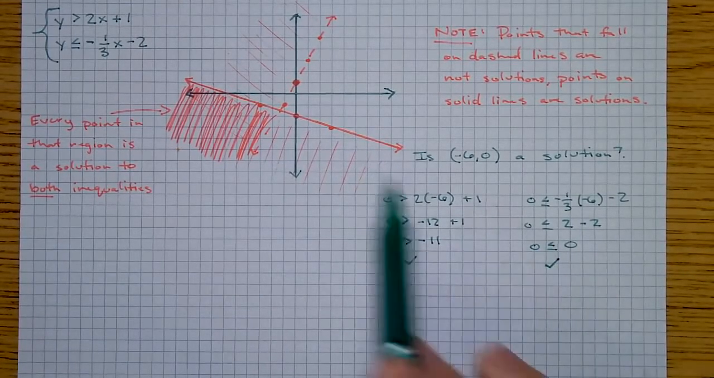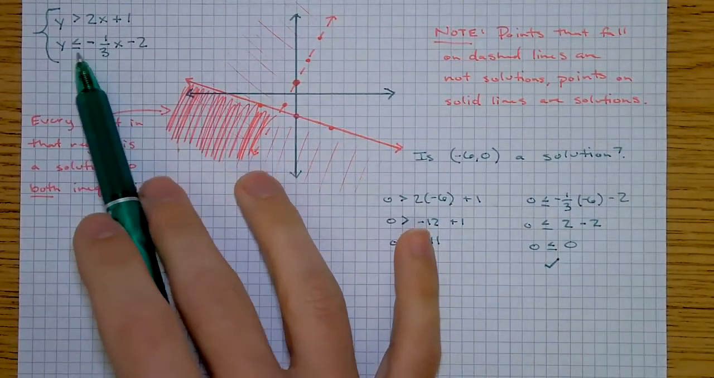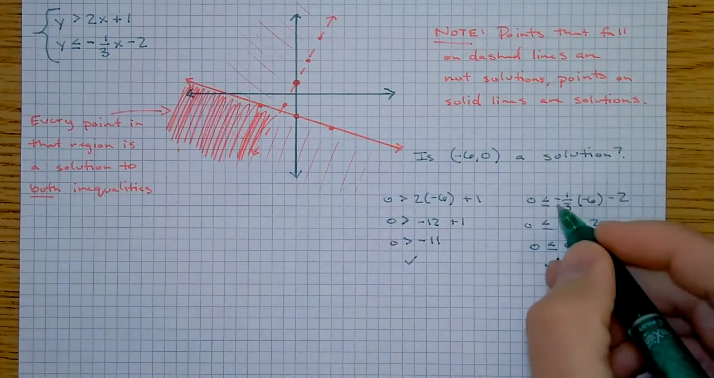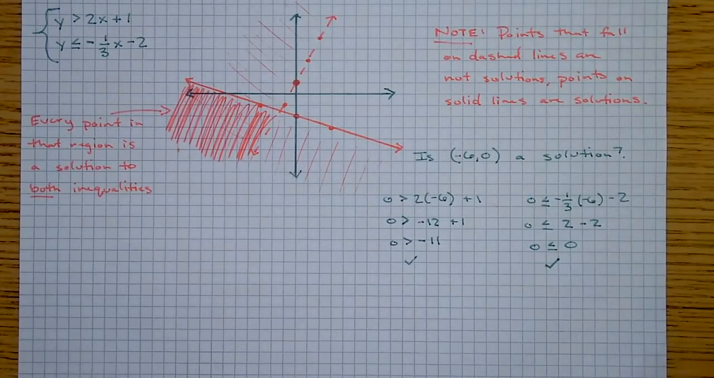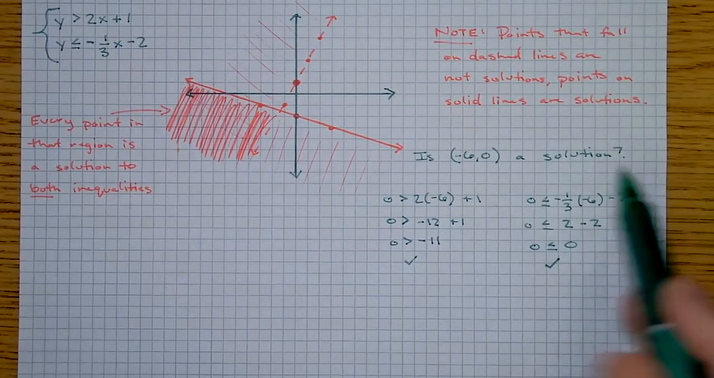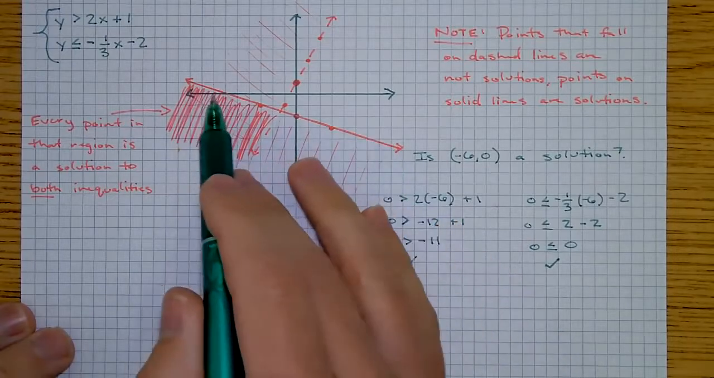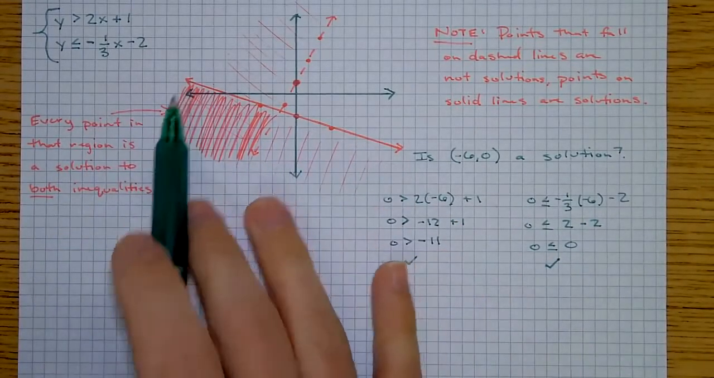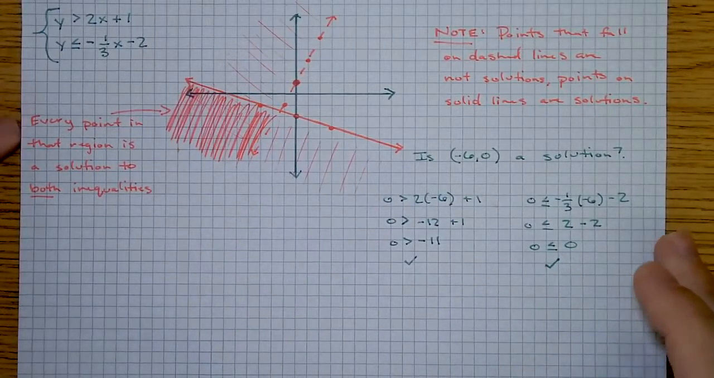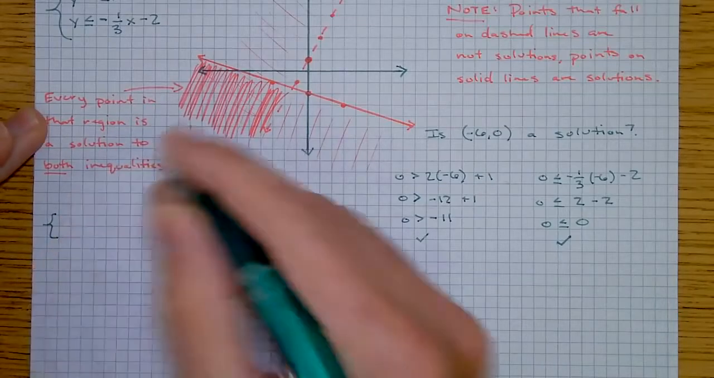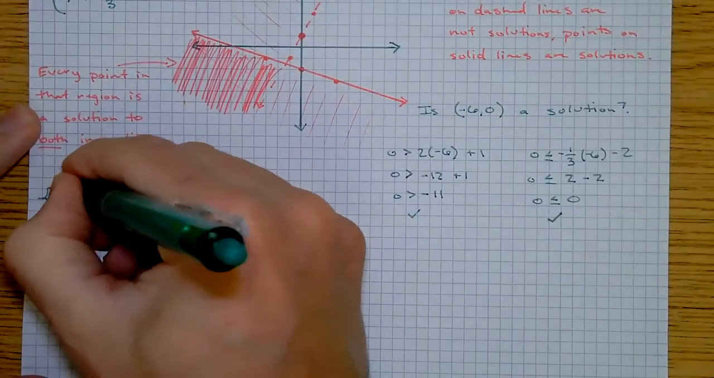Think back: if this said y is less than -1/3 x, and this was a dashed line, then this would just say 0 is less than 0. Would that be true? No, 0 is not less than 0. It's the same. So if this was a dashed line, that point would not work. However, since it's a solid line, we are including that point. So we're good there. Let me show you another one before I have you try one on your own.